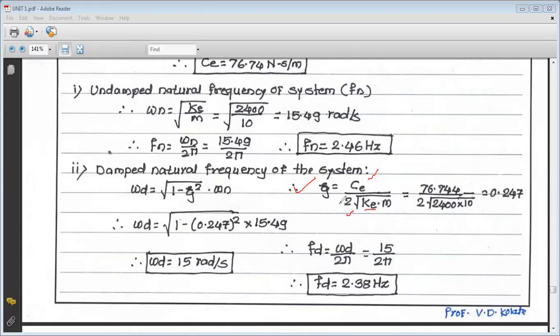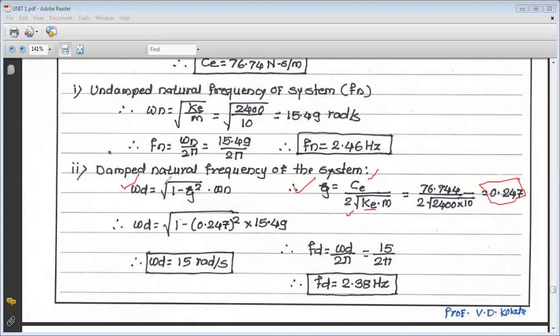that is 2 into m. So the value of m is 10, into omega n is 15.49. The value comes the same. So from that we get the value of zeta as 0.247. And if we know the value of zeta, then we can find out the value of omega d.